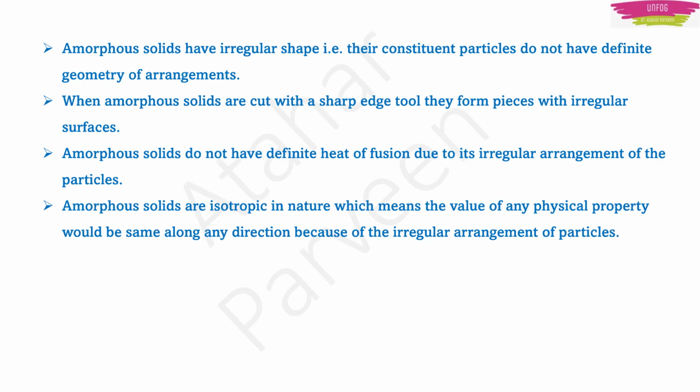And crystalline solids had a definite heat of fusion, right? But amorphous solids do not have a definite heat of fusion. That is because of the irregular arrangement of particles in them. And also amorphous solids are isotropic. What we told about crystalline solids is that they are anisotropic, that means their physical property would change in different directions. But that is not happening here. From whatever direction you measure the physical property, it will be the same. So you can say that amorphous solids are isotropic. And all this is happening because of the irregular arrangement of particles in them.